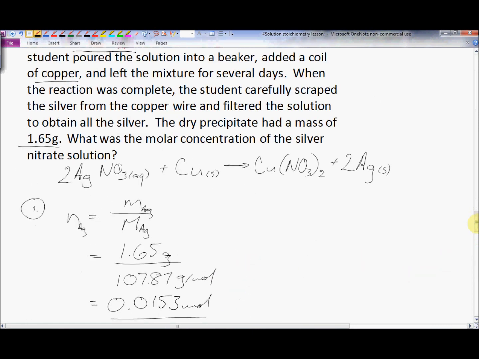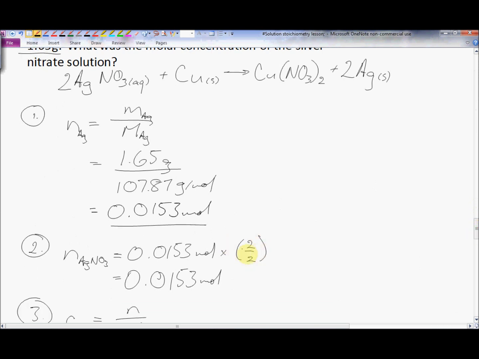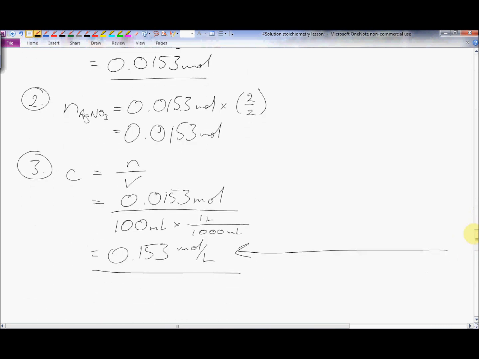Okay, so step 1, 2, and 3. Step 1, convert to moles. That's how many moles of silver we had. Step 2, use molar ratios. It's a 1-to-1 ratio, silver nitrate to silver, so we multiply that by 1. We've got our number of moles of silver nitrate. Step 3, convert that into whatever it is you're looking for. In this case, we're looking for concentration. n over V gives us our 0.153 moles per liter.